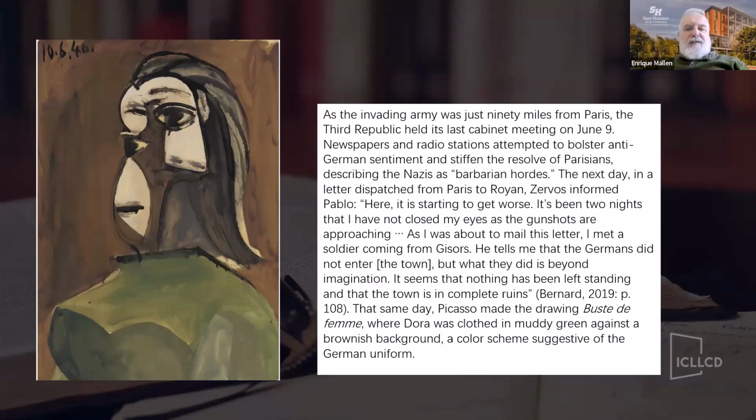That same day, Picasso made the drawing Bouche de Femme, where Dora was clothed in muddy green against a brownish background, as we see here illustrated, a color scheme suggestive of the German uniform.